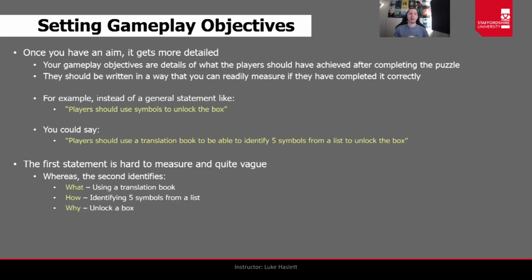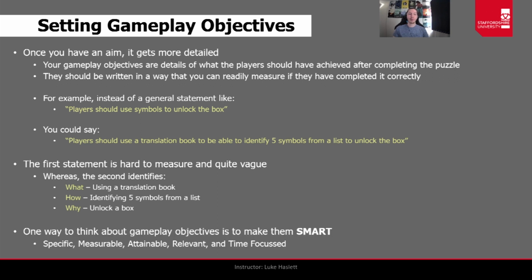Now that first statement we just saw is really hard to measure and it's quite vague. Whereas that second statement, well, it identifies those three questions: the what, the how, and the why. The what is all about the player uses a translation book. How? Well, they are identifying 5 symbols from a list. And the why is they're just unlocking the box.